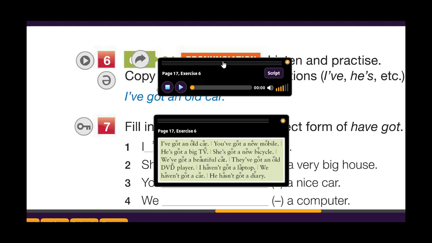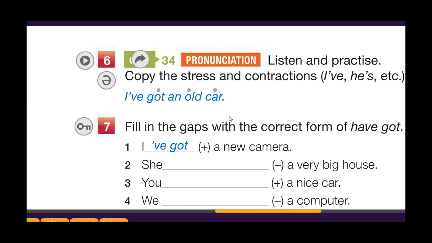Okay, guys, so this is good practice for stress. You repeat the recording many times and try to copy the stress. And you always say, for example, I've got an old car. Got, old, car, strong. I've, an, weak. Now let's move to exercise number 7.